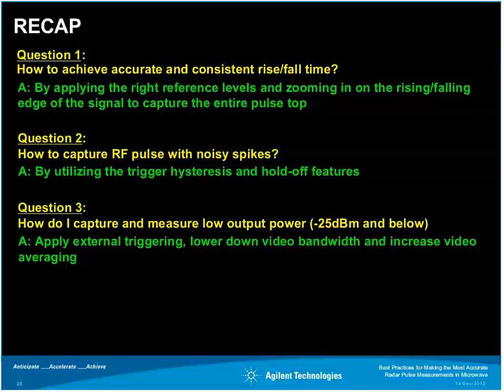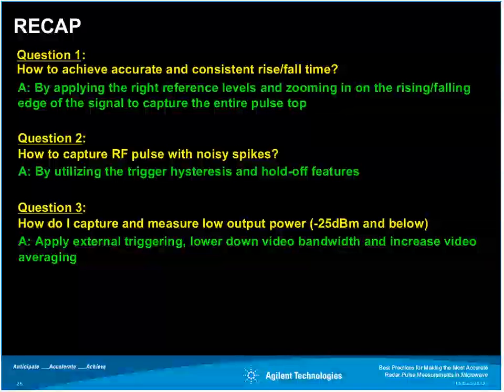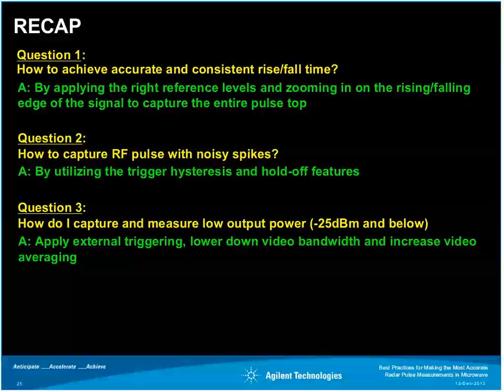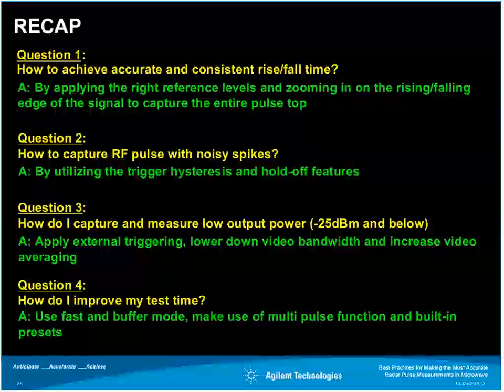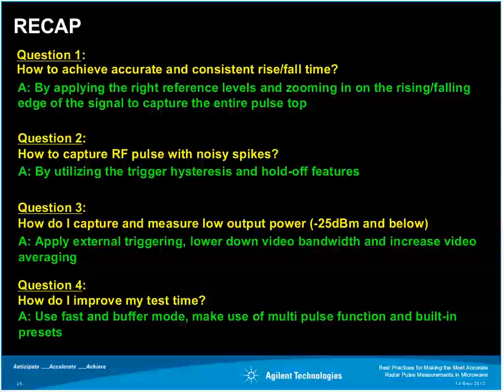To do this, you need to apply external triggering, lower the video bandwidth and increase the video averaging until the desired result is shown. Lastly, we talked about test time improvement. You learned that you can increase your throughput significantly by using the fast and buffer mode, making use of the multi-pulse function and also the built-in presets that you have available in your power meters.